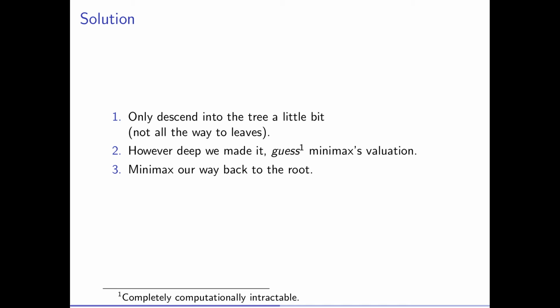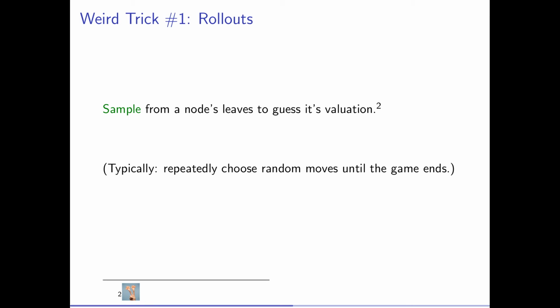And the question is, how do we construct this guess about what Minimax's valuation would be if we ran it? So, here is weird trick number 1. The plan is, instead of looking at all of the leaves, we are going to sample from some distribution on the leaves that are reachable from the current node. And we're going to use the expected utility under that sample as a guess for the valuation that Minimax would give. So, to be clear, you have to say what distribution you're going to use.